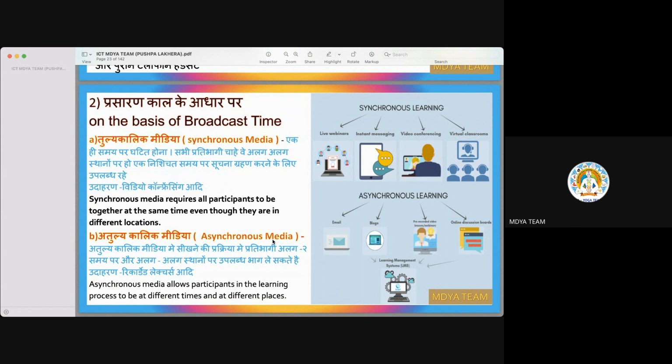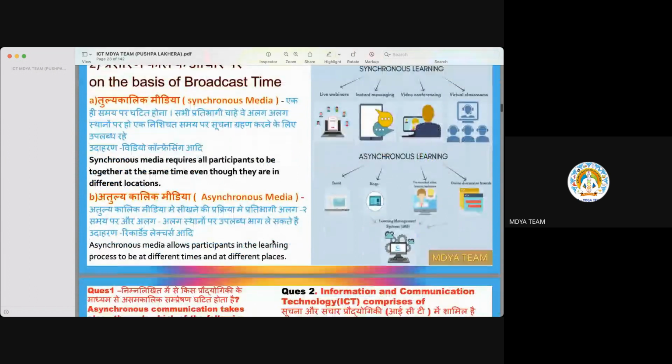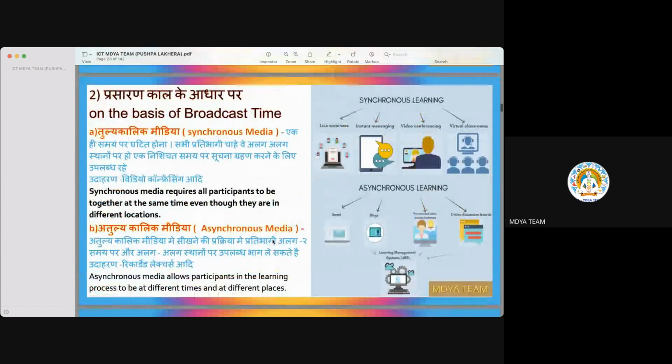So this is virtual classroom. So all these are the examples of synchronous learning. Asynchronous learning is when asynchronous media allows participants in the learning process to be at different times and at different places. Different places is also there in synchronous media, but different time makes it asynchronous media.